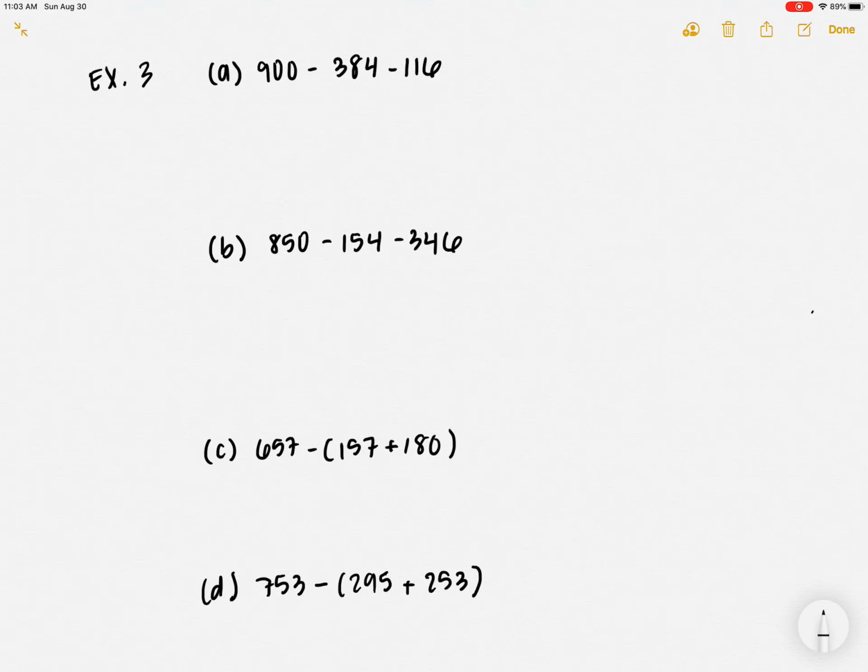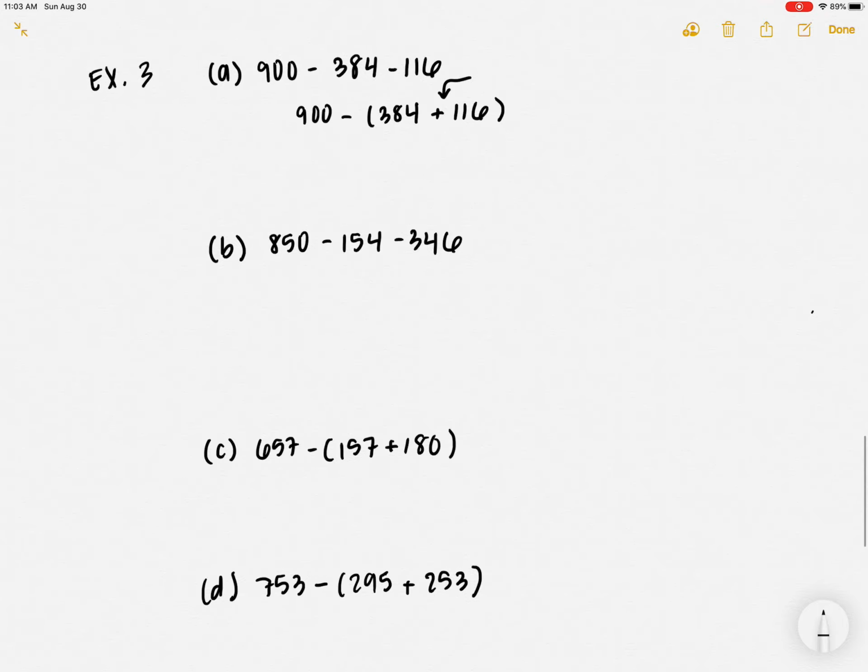Now we'll be looking at the tricks for subtraction. So for part A and B, you're going to put parentheses around 2 of the numbers. And then for part C and D, we're going to remove the parentheses. So for part A, I'm going to put parentheses around the 384 and 116.